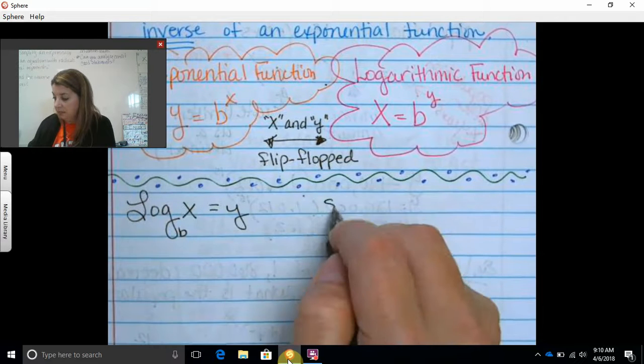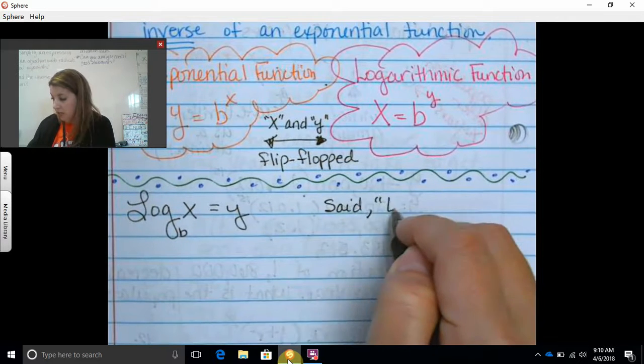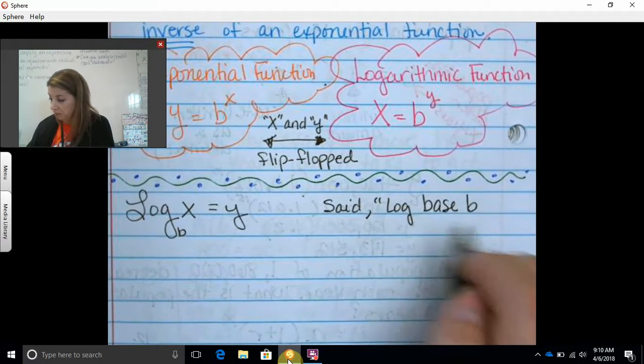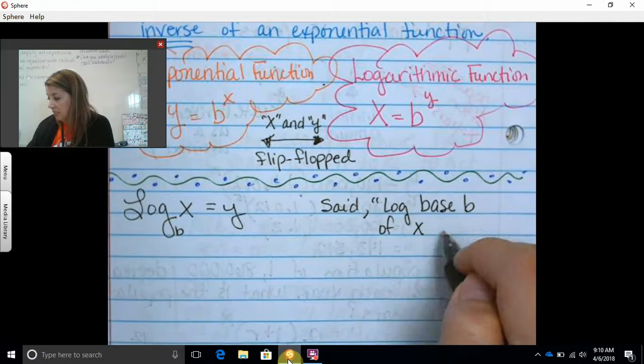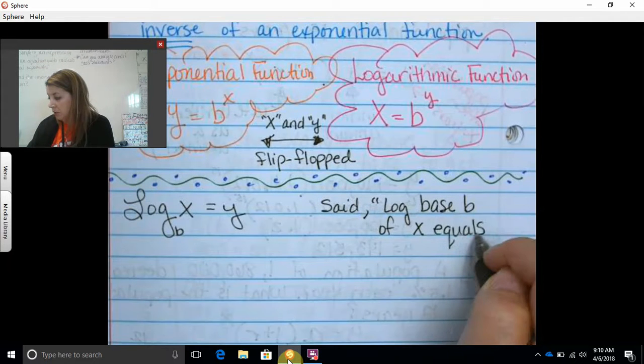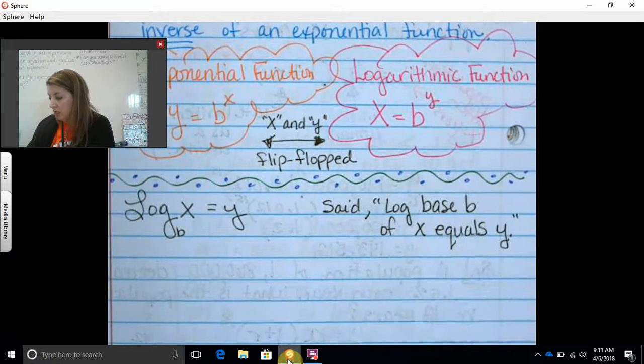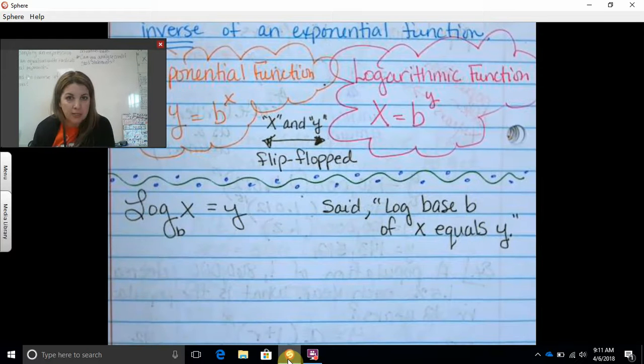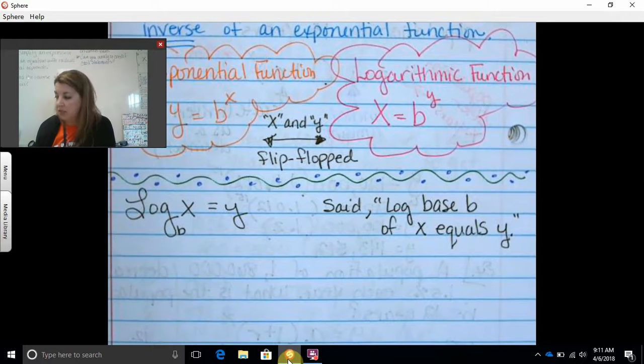The way that is said is log base b of x equals y. Log base b of x equals y. Now, if you watch Algebra Nation, the way they say it is this would be log of x with a base of b equals y. It means the same thing. The way I was always taught, and I've always heard it, is log, you say the base first, base b of x equals y, but it means the same thing, okay?